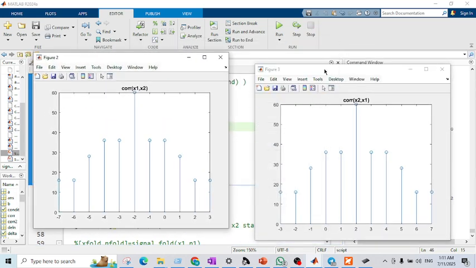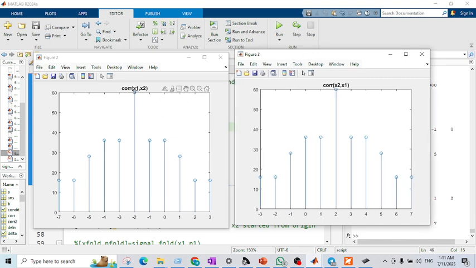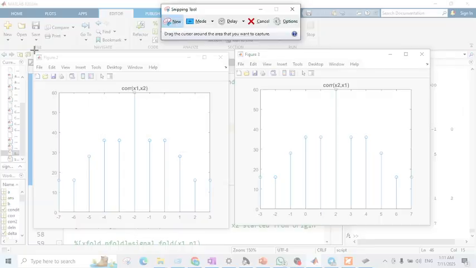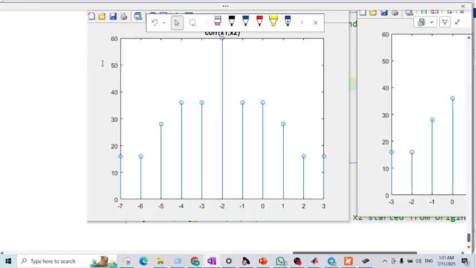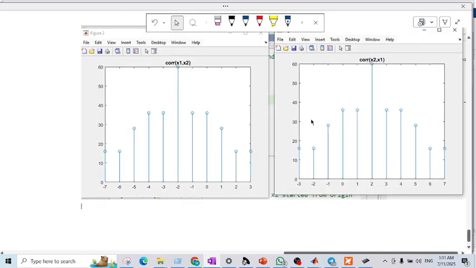Now see that if you write x1 comma x2, you have a peak at -2, but if you write x2 comma x1, you have a peak at 2. So here you have -2 and here you have 2, right? Now let's try to find the significance of these two signals. Let me paste it here and let's see what these two signals tell us.